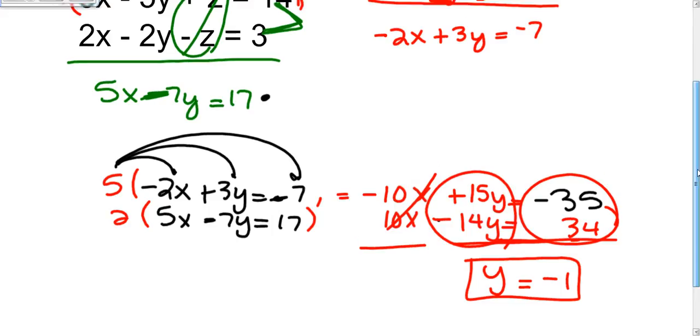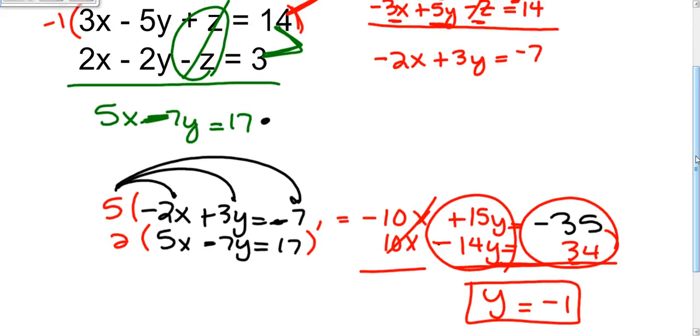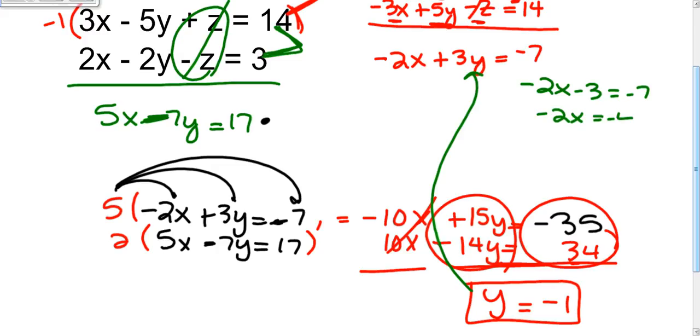Okay? So here we go. I can put this anywhere I want. It really doesn't matter. I'm going to take it and I'm going to put it right there. Okay, so what I have now is -2x plus 3 times y, which I know is -1. So 3 times -1 is -3 equals -7. So I have -2x equals -4, and x is 2. Okay, I've got that down. I now know that x is 2.